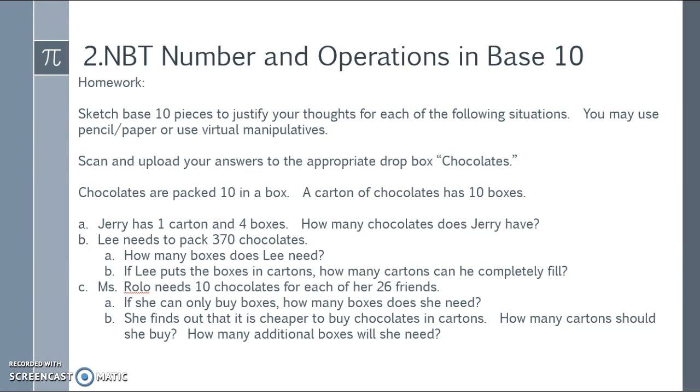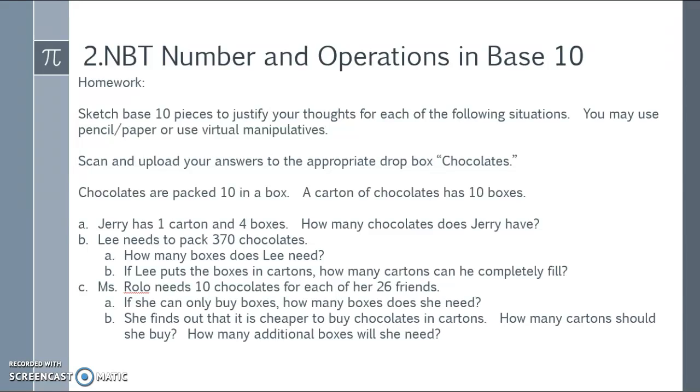Homework. Sketch base 10 pieces to justify your thoughts for each of the following situations. You may use pencil, paper, or use our virtual manipulatives. There's a variety of different virtual manipulatives. It does not matter which one you choose. Then you'll scan and upload your answers to the appropriate Dropbox called chocolates.